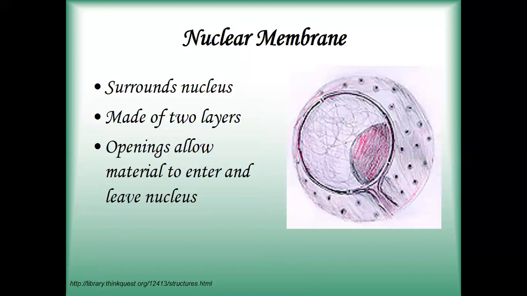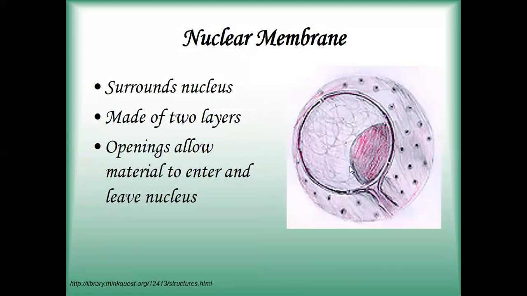Now coming to the nuclear membrane. Each nucleus is surrounded by a nuclear membrane. It is made up of 2 layers. Openings allow material to enter and leave the cell. If you see, it has minute pores on it which will allow the entry and exit of certain substances.